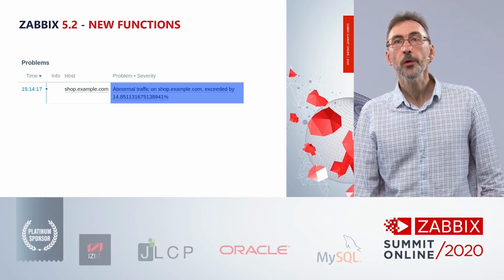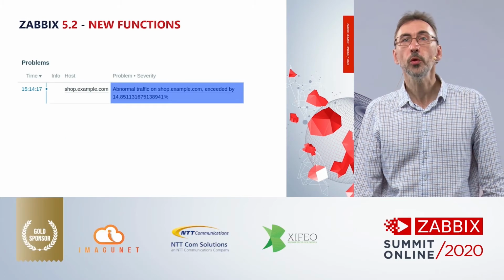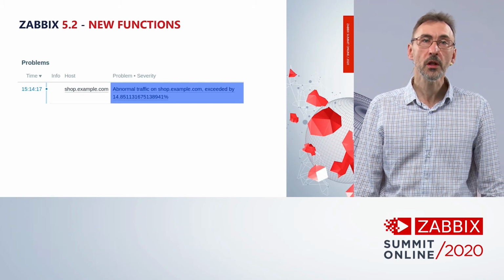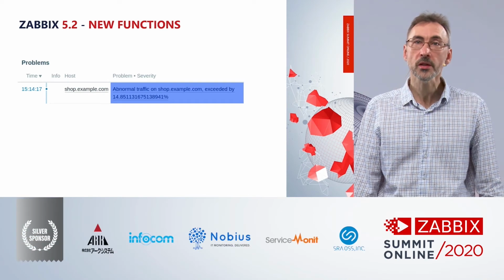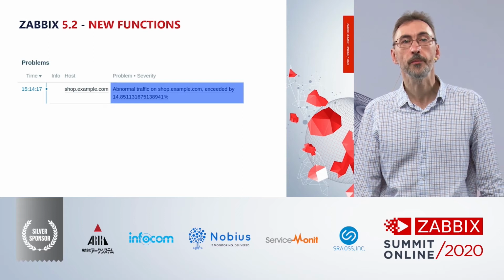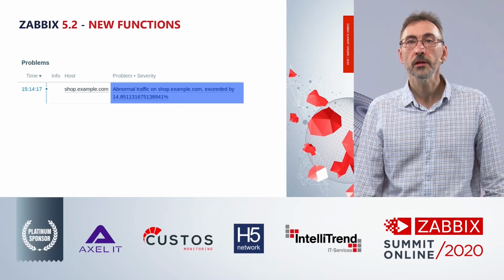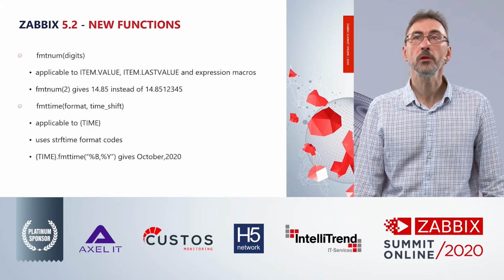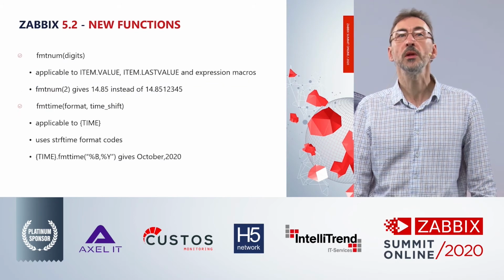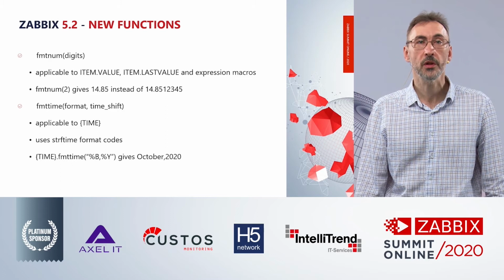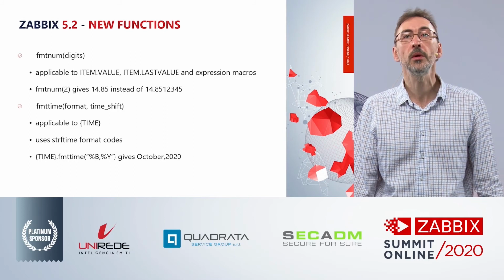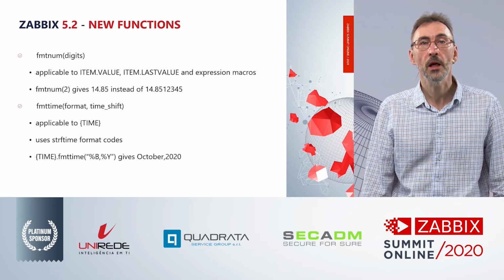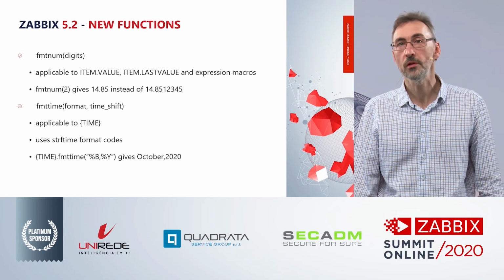It is already very useful, but this percentage would look way better if we could round it up a little. It wouldn't also hurt to show what months we compare our traffic against. For this purpose, we have added two formatting functions. fmtnum is applicable to item value, item last value, and expression macros. fmttime is applicable to time macro, uses strftime format, and as the name suggests, formats time.